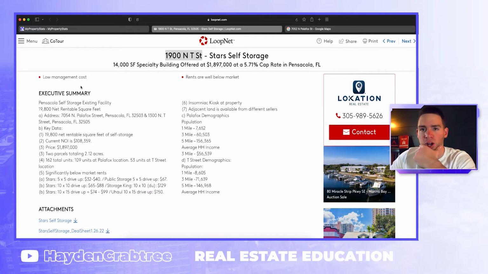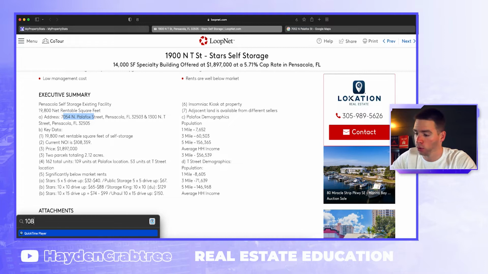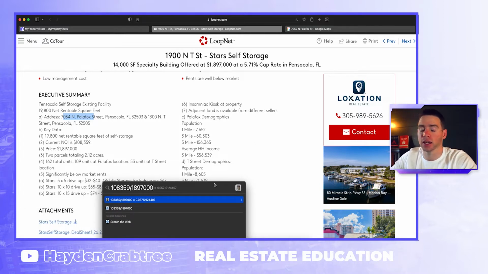So this project is 19,800 net rentable square feet, not the 14,000 square feet they listed up here. Here's the right address. Key data, almost 20,000 square feet. The current NOI is $108,000 and they're asking $1.897 million. So let's see what kind of cap rate that is. 108,359 divided by 1,897,123. So that's a 5.7 cap, which, for a project this size in this market, a tertiary market and a smaller deal, should probably be more about a 7 cap in today's dollars.